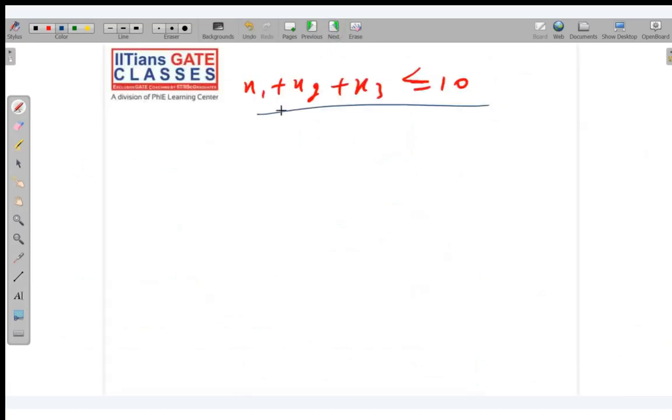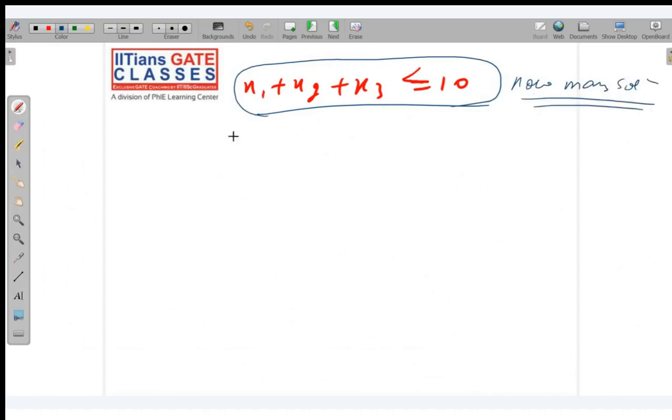So another type of question, very good question. x1 plus x2 plus x3 less than or equal to 10. How many solutions? This type of question you can expect in GATE. I have told you x1 plus x2 plus x3 is equal to 10, how many solutions? Direct formula we have told you. But they will be one step ahead of you and ask this question, less than or equal to 10. How will you solve it?